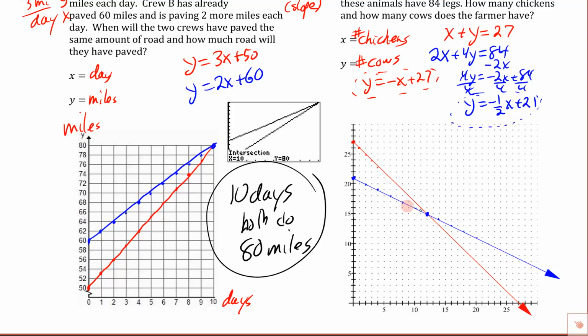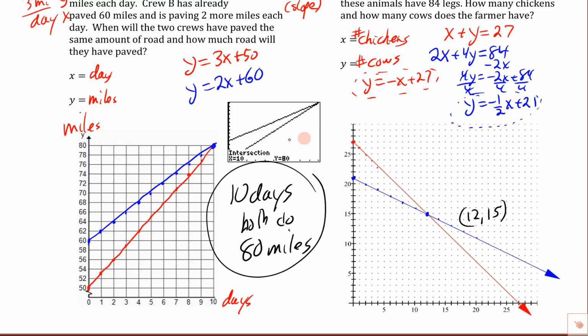Now even on our little sketch here, even with these points and everything's not perfect and stuff like that, let's take a look here. So this is over, let's see, that's 10, 12, and then up 15. So I think these cross at 12, 15.